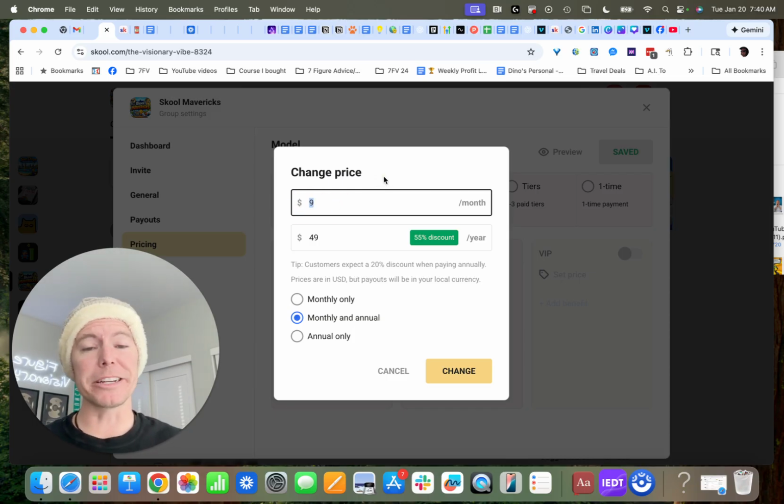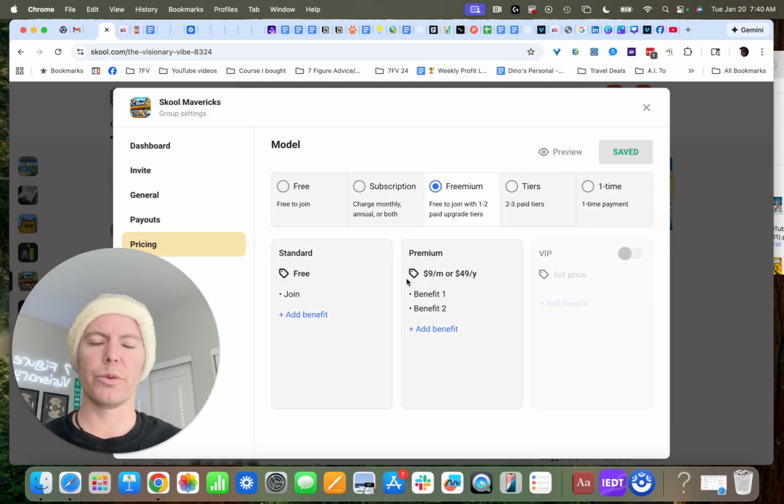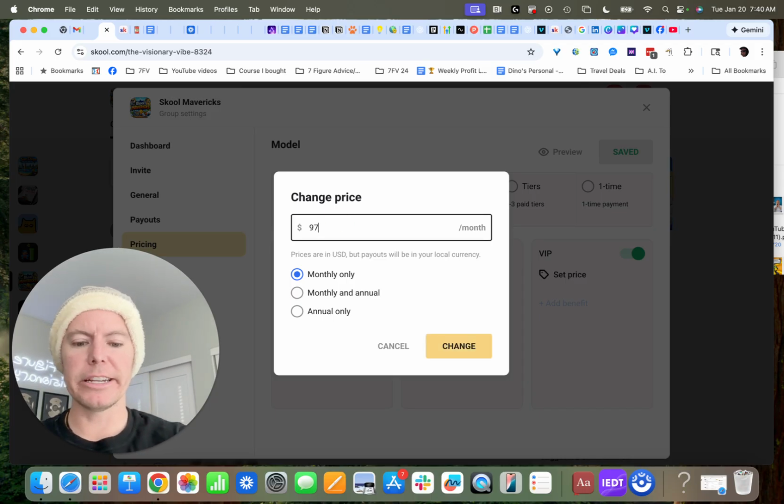So they should really be excited to hop in at $9 a month before you raise your prices in the future. All right. And so if you start with the freemium model, which is what we did, which is what I would recommend you do, this would be your premium level. And then your VIP level, start with something just like $97 annual.